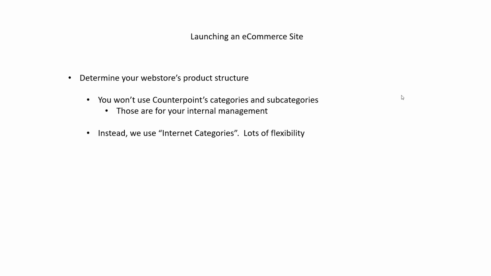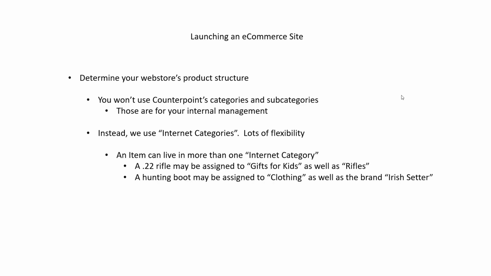Internet categories offer a lot of flexibility. As an example, an item can live in more than one internet category. So for example, a 22 rifle can be assigned to a gifts for kids category as well as a rifles category. Or another example would be a hunting boot that might be assigned to the clothing category as well as to a brand called Irish Setter.